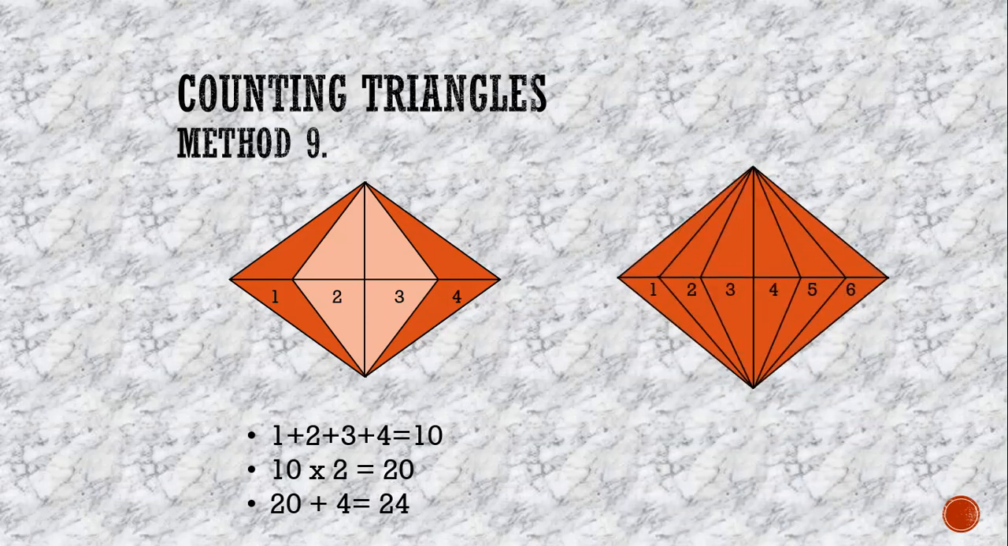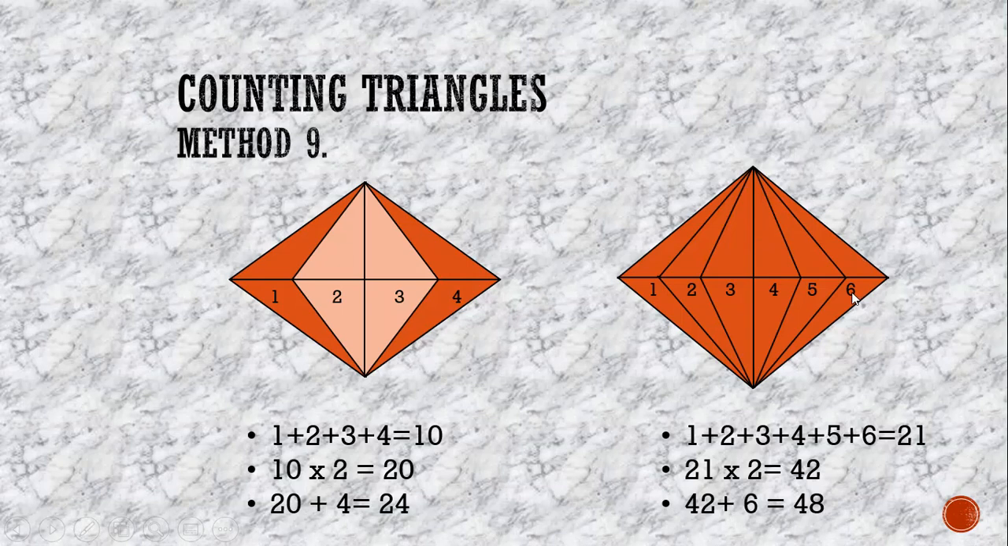Here is the same figure but a little larger. In this triangle, the upper triangle's base is divided into 6 parts. We add these 6 numbers: 1 plus 2 plus 3 plus 4 plus 5 plus 6 is equal to 21. Then we multiply 21 by 2 which is equal to 42, but we know 42 is not the exact answer because there are triangles between. So we add the largest number which is 6 to 42. So 42 plus 6 is equal to 48, and 48 is the actual number of triangles in this figure.